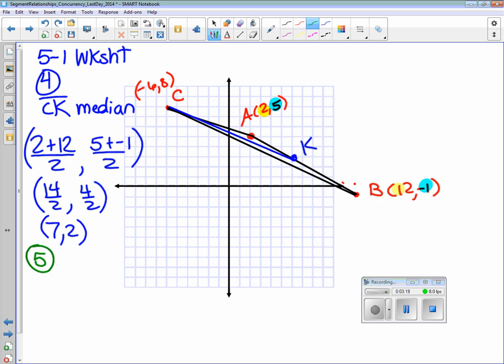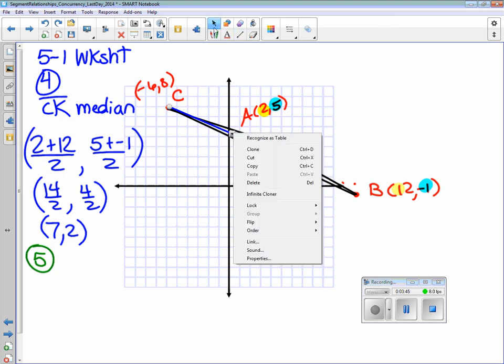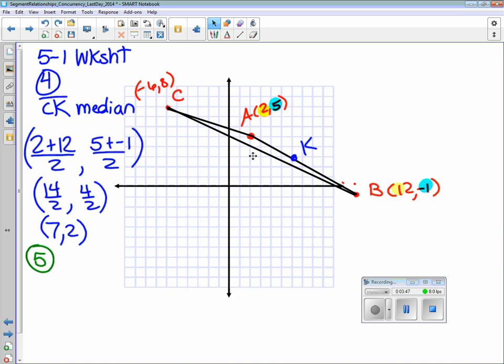So put point K on your board. Okay, good. Put point K on your board, just like I have it on mine. Make sure you're labeled A, B, C. Put point K on there. Okay? Good. Only point K. I don't want you to draw in the median right now. I'm going to go ahead and erase my median. We don't need it right now. I just want point K.